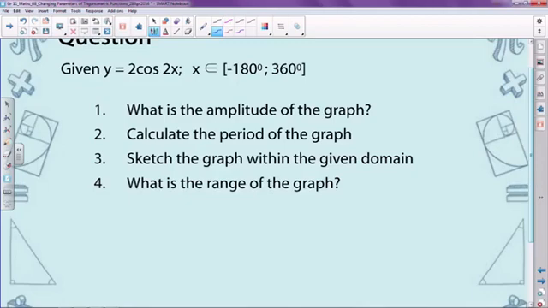You are given y equals 2 cos 2x, and then x is an element of negative 180 degrees to 360. What is the amplitude of the graph? Calculate the period of the graph. Sketch the graph within the given domain, and what is the range of that particular graph.